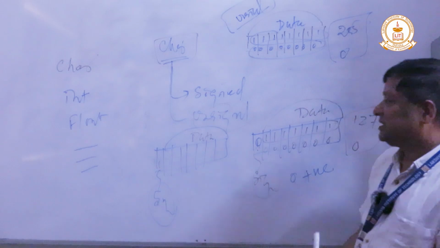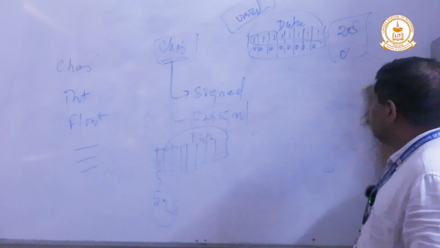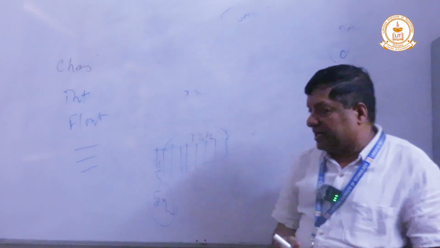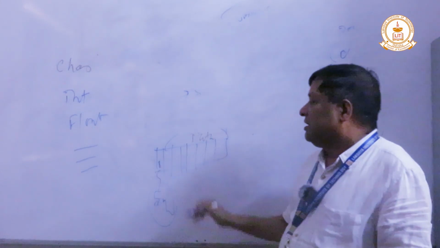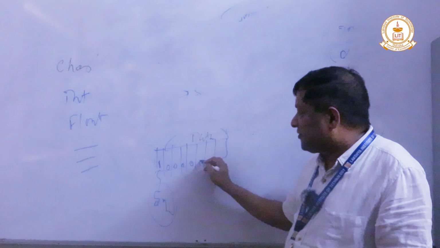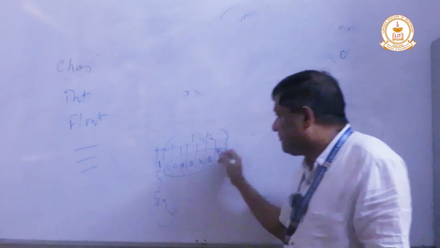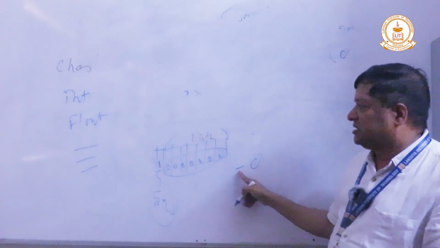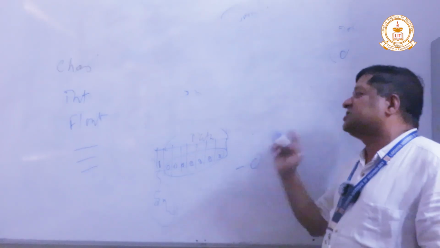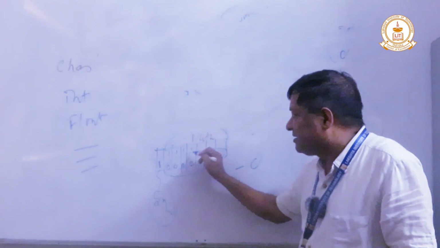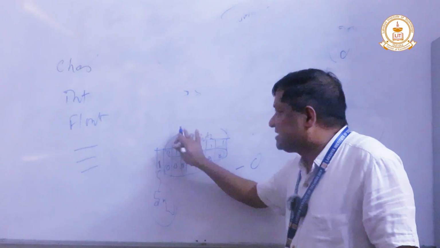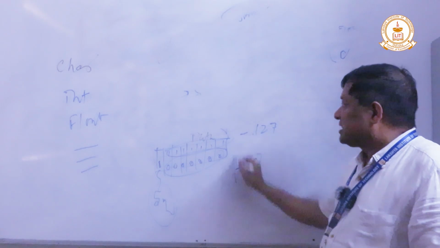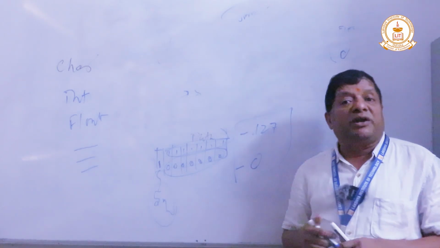Now come to the sign negative. What is the sign negative? If the sign bit is 1, and all the 7 bits are 0, then the answer will be negative. What is the minimum data? It is coming minus 0, because sign 1 means data is negative, minus 0. If all the 7 bits are 1, that is the maximum negative. What is the maximum negative? It is minus 127. Then what is the range? Minus 0 to minus 127.